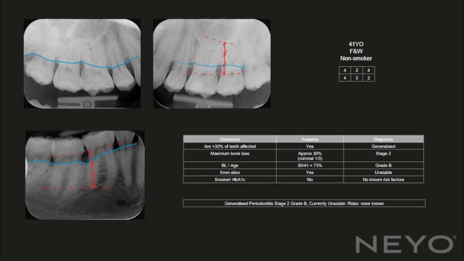Looking at this together, all the teeth seen in the radiograph have associated bone loss, and it's more than a third of the dentition imaged, thus generalized disease. We see that the upper left 7 and lower right 6 seem to both be affected to the same degree of bone loss, just at the threshold of the coronal third, therefore stage 2. The grade is neither more than 1 nor less than 0.5, therefore it is grade B. The BPE contains 4s and she has no known risk factors, therefore the diagnosis is generalized periodontitis, stage 2, grade B, currently unstable with no known risk factors.